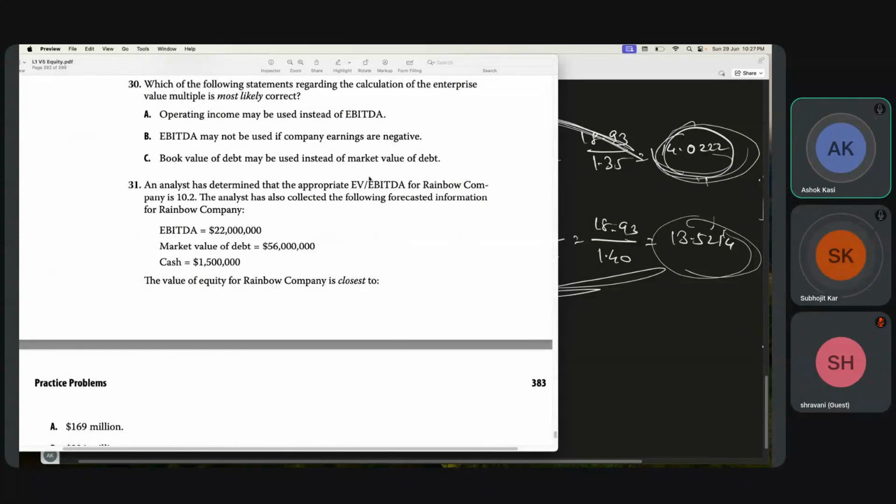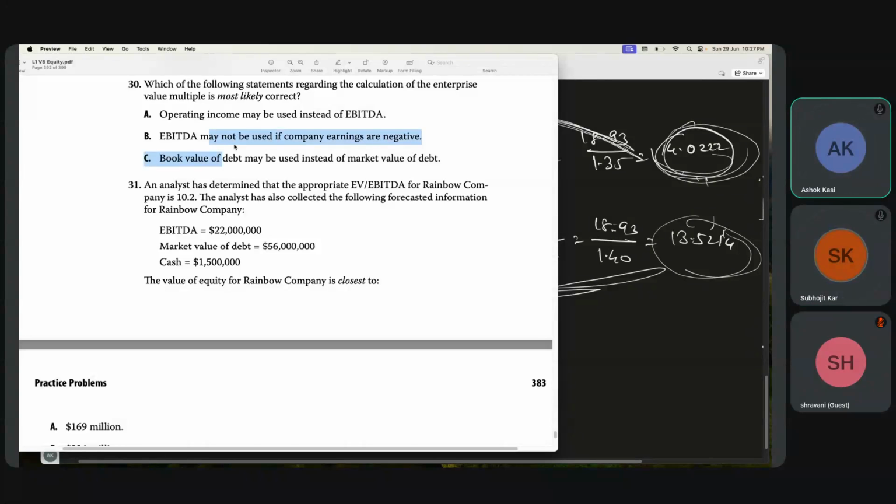The question is EBITDA may not be used. If the company earnings are negative... No, then it is our mistake. See, earnings means net income. If net incomes are negative, still you can use EBITDA. But then they've said most likely correct. Then they should have written EBITDA may be used if company earnings are negative, right? No, they have mentioned the answer as A, right? So this is wrong then. EBITDA may be used even if the company's net income is negative. Okay, E is the answer.